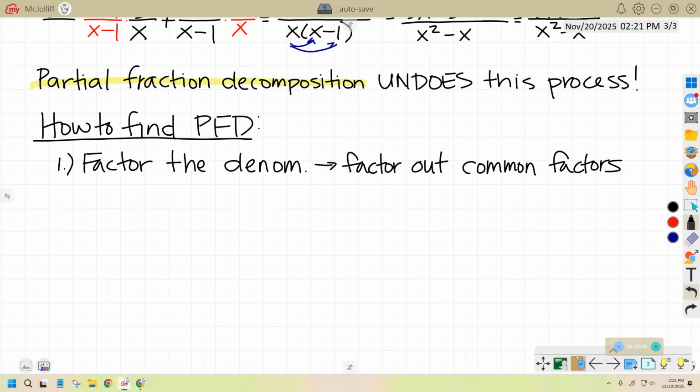Do they all have an x in them? Pull an x out in front. Are they all even? They're divisible by 2. Pull a 2 out in front. Look for something that every single term has in it.